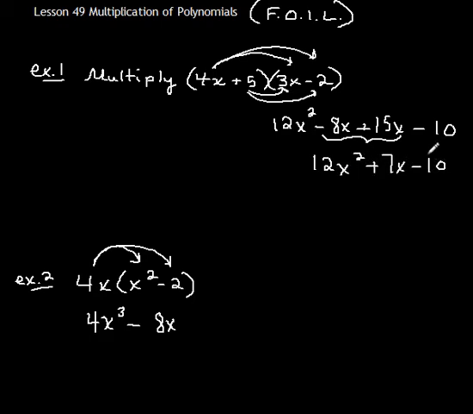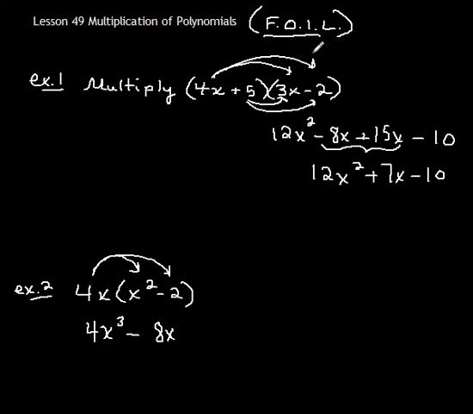Now that's all fine and good, except there's a way that most textbooks use to multiply two binomials together, and the method is called FOIL. So you have to remember what FOIL stands for. FOIL stands for F for first, O for outer, I for inner, and L for last. First, outer, inner, last.